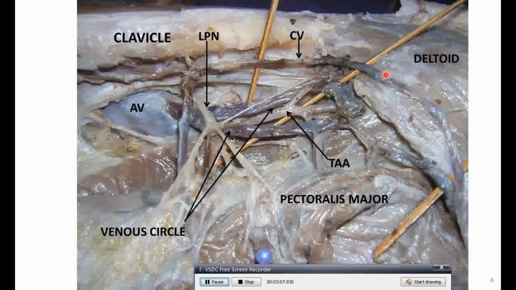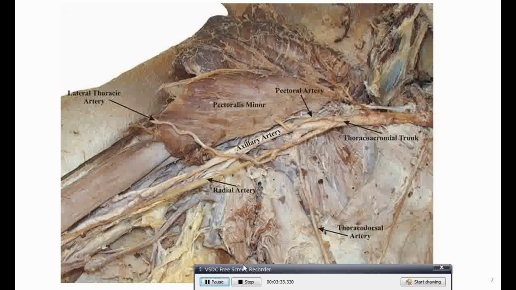Follow the cephalic vein through the upper part of clavipectoral fascia to the axillary vein and thoracoacromial artery and the lateral pectoral nerve to their origin. Clavicle, deltoid. Expose the vessels and nerves superior to pectoralis minor.